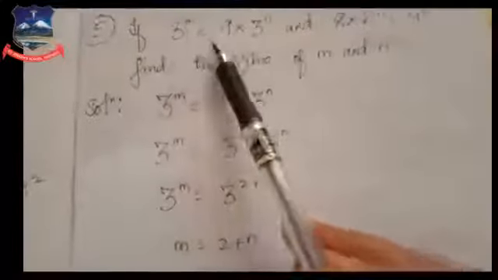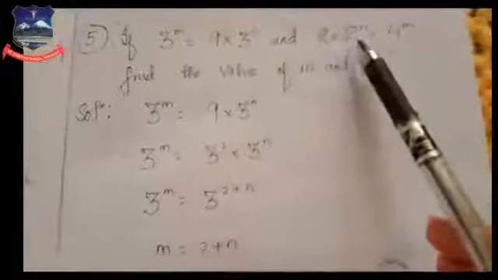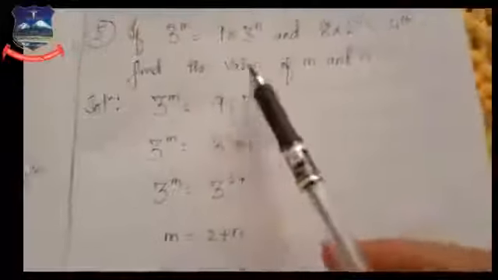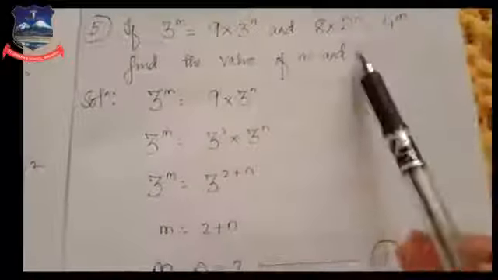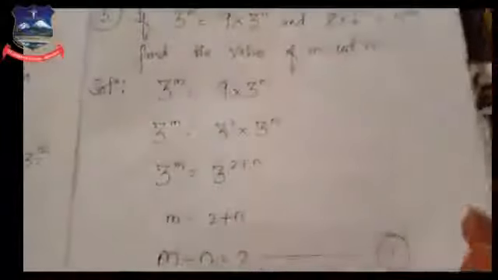Now the last question of this chapter is question number 5. If 3 to the power m is equal to 9 into 3 to the power n and 8 into 2 to the power n is equal to 4 to the power m, find the value of m and n. Here we have two variables. So when we have two variables, we will always get two equations. We will solve those two equations and we'll find the value of m and n.